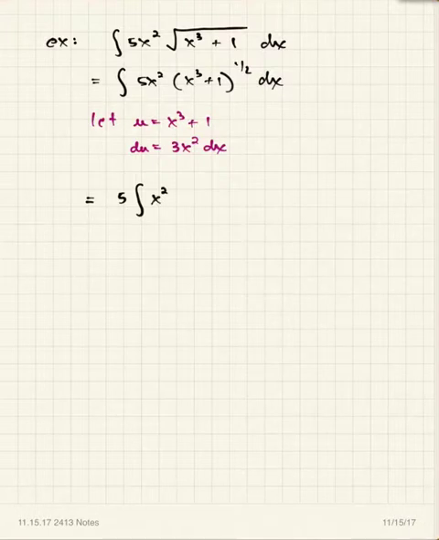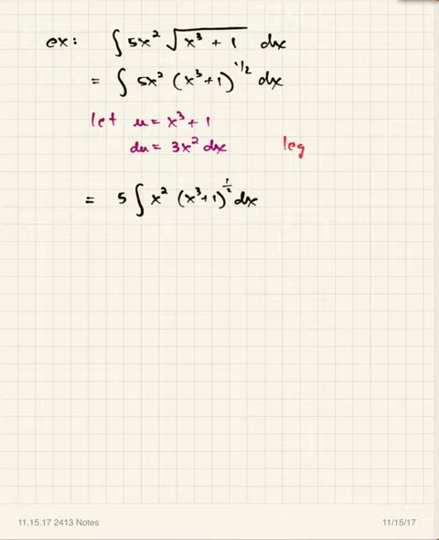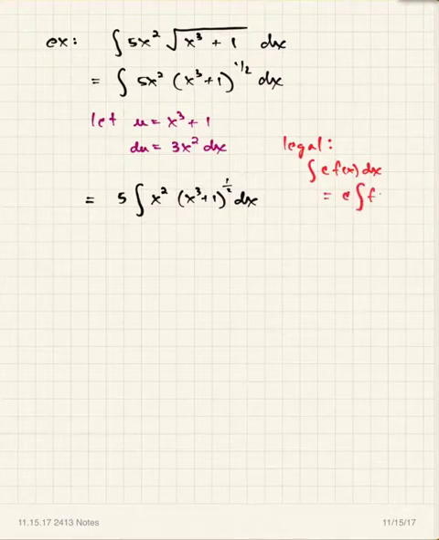Remember, that's legal if you have a constant. We have a property that says that if you have the indefinite integral of a constant times a function, you can take that constant outside of the integration. And that's what we're using in this step right here. We're just taking that constant and moving it outside of the integration.